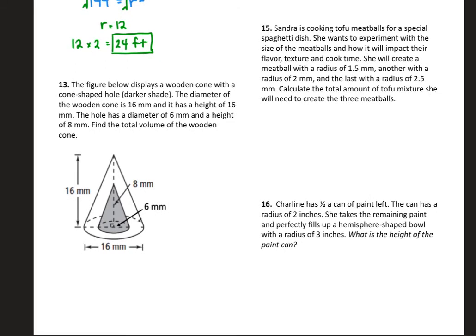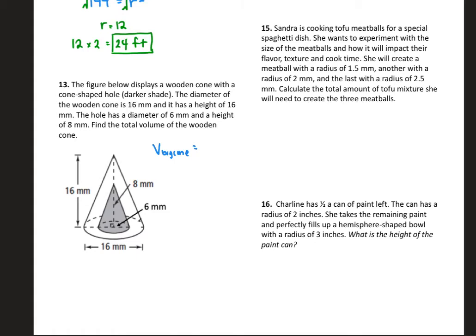All right, number 13, it says the figure below displays a wooden cone with a cone-shaped hole, which is the darker shade. The diameter of the wooden cone is 16 millimeters and has a height of 16 millimeters, and the hole has a diameter of 6 millimeters and a height of 8 millimeters. We're going to find the total volume of the wooden cone. So this is a composite figure, but it is made up of 2 cones. So first thing we're going to do is find the volume of the bigger cone.